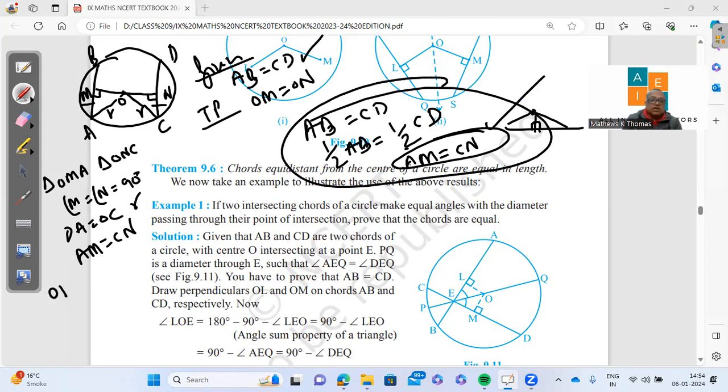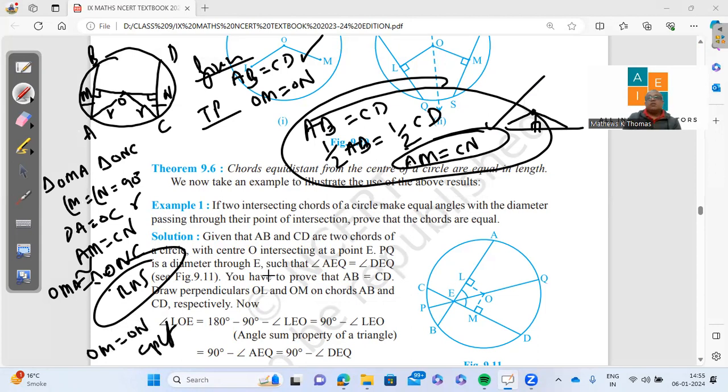Now we've got the triangles OMA and ONC congruent by RHS, right angle hypotenuse side. And if the triangles are congruent, then OM equals ON by CPCT. So this is the proof of the theorem that equal chords are equidistant from the center.